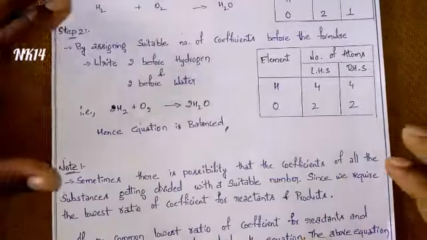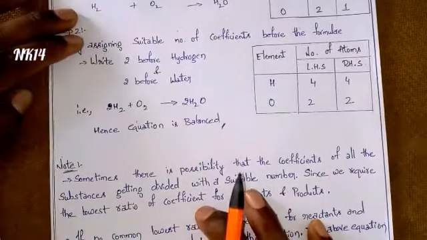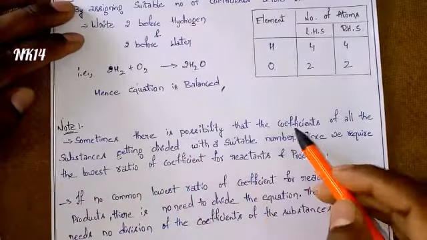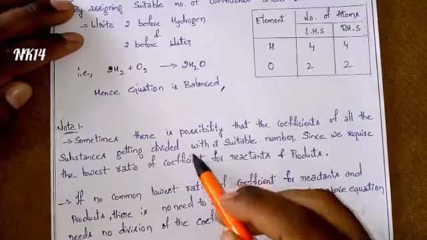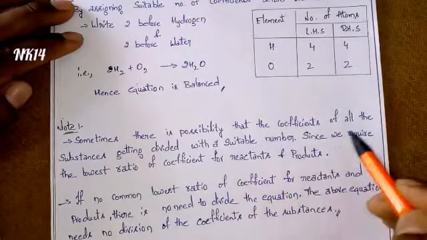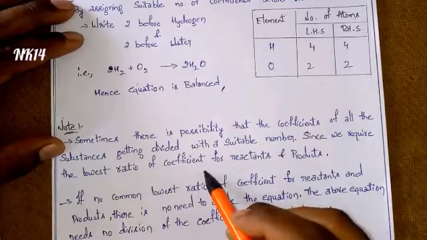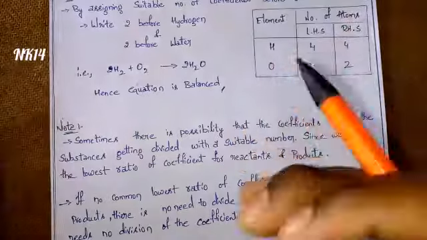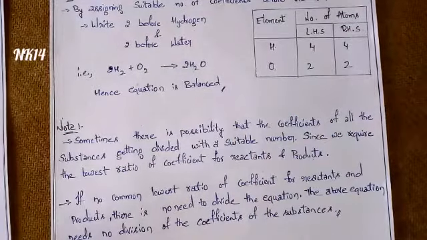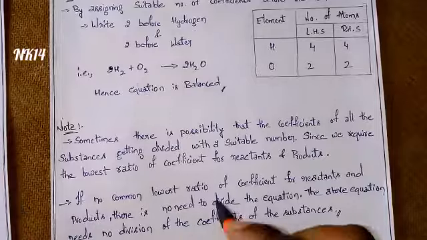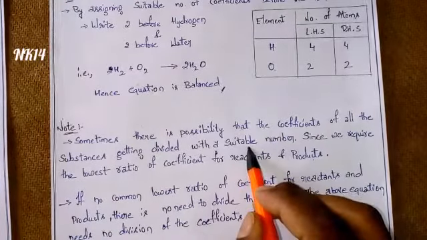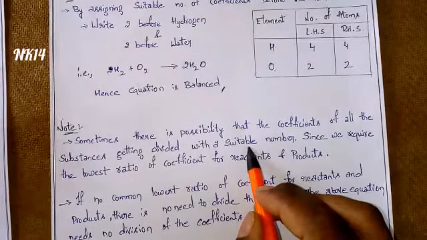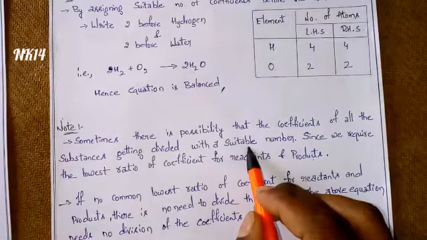Next, here is one important note we have to take care of. Sometimes there is a possibility that the coefficients of all the substances can be divided by a suitable number, since we require the lowest ratio of coefficients for reactants and products. So friends, this point explains that there are many possibilities of coefficients that can balance, but we have to divide by a suitable number. We have to take one suitable number and divide all the coefficients, so that each one gets the lowest number.